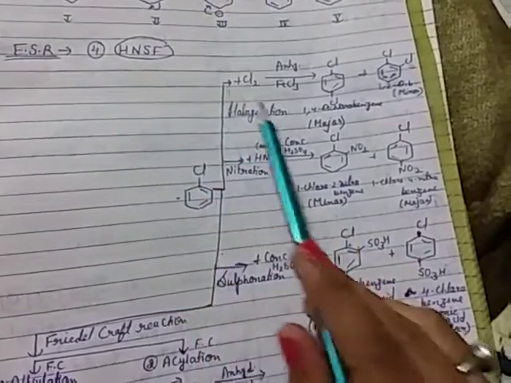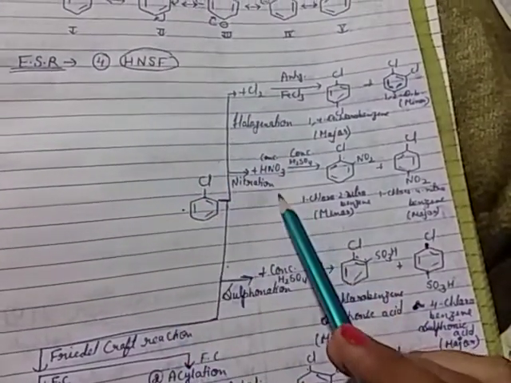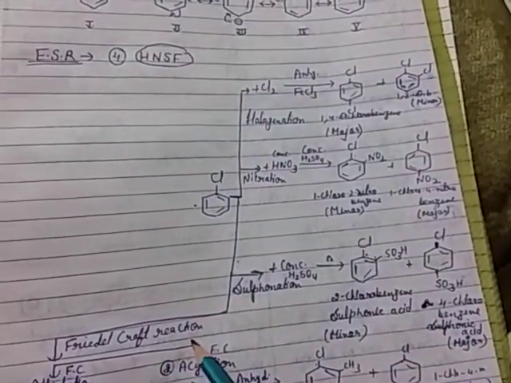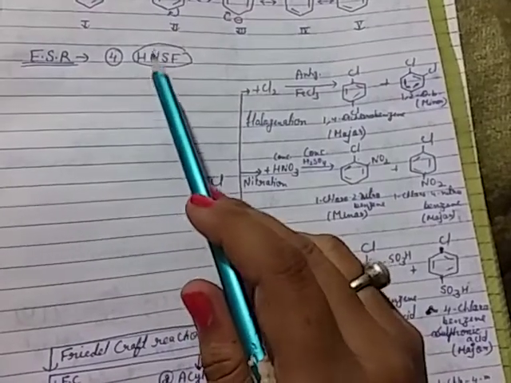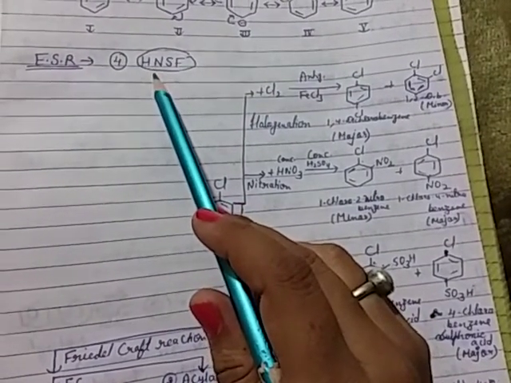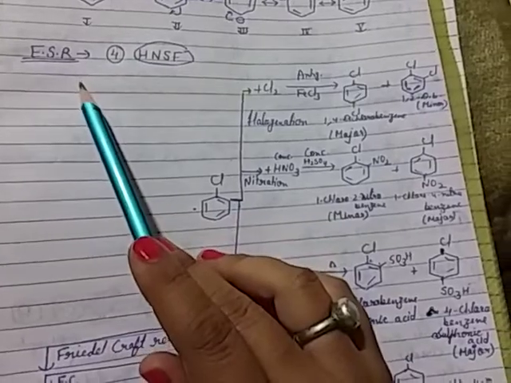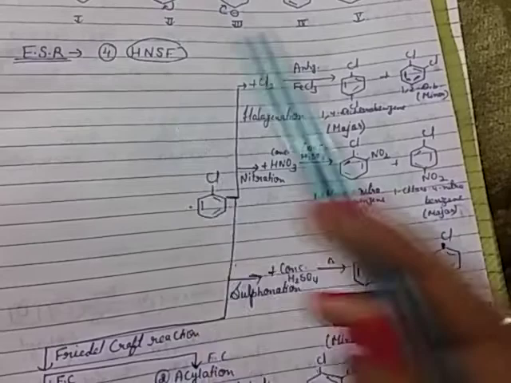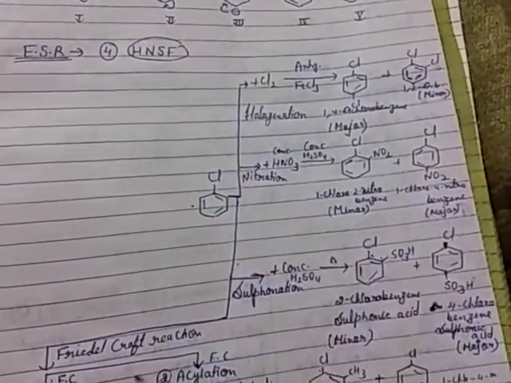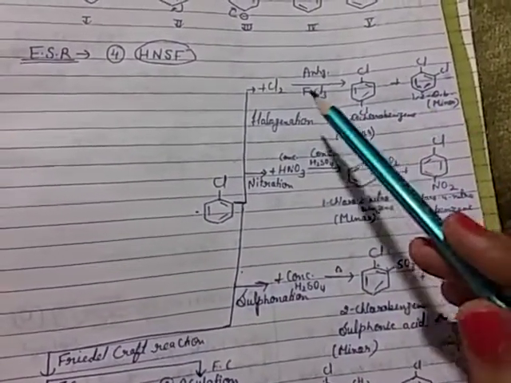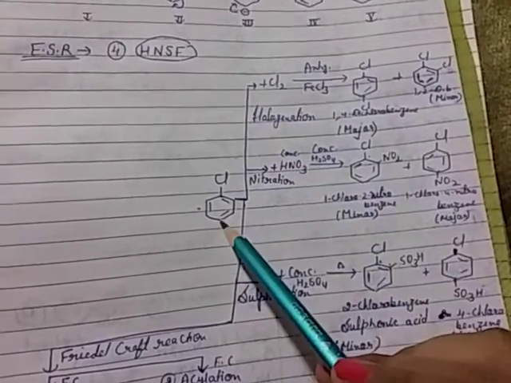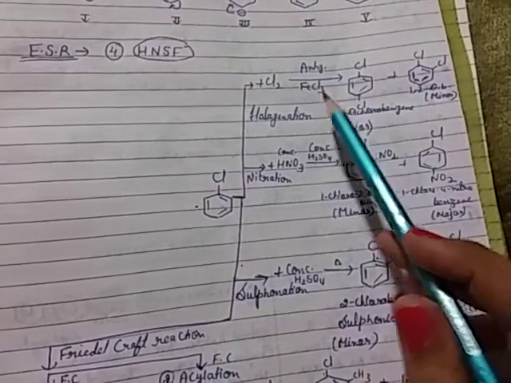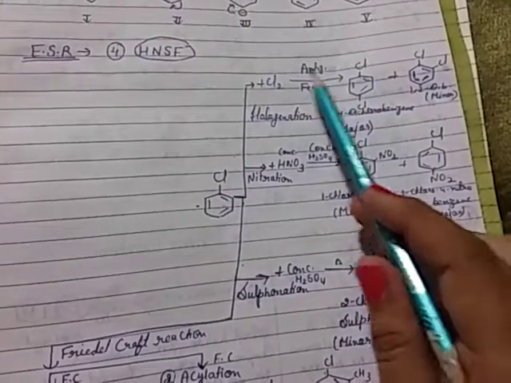HNSF. H means halogenation, N means nitration, S means sulfonation, and F means Friedel-Crafts reaction. Again I say there are 4 reactions given as electrophilic substitution reactions: H halogenation, N nitration, S sulfonation, and F Friedel-Crafts reaction. So first see halogenation, the halogenation of chlorobenzene. So Cl attaches at the ortho and para positions in the presence of anhydrous FeCl3.